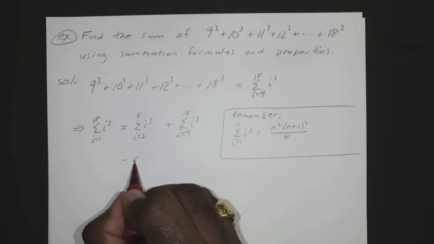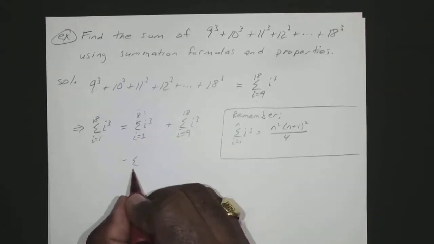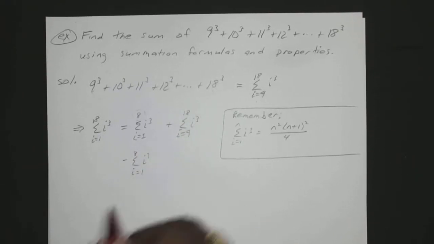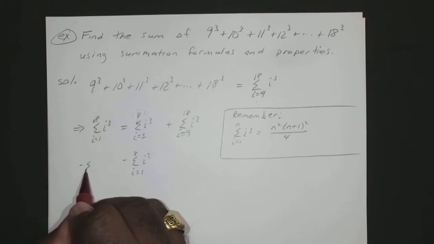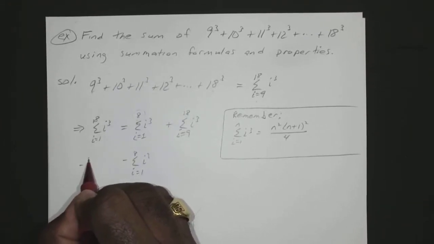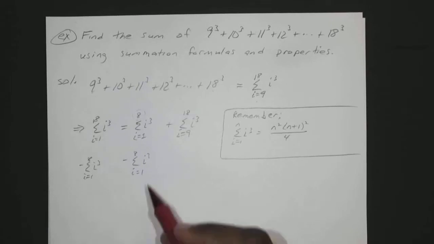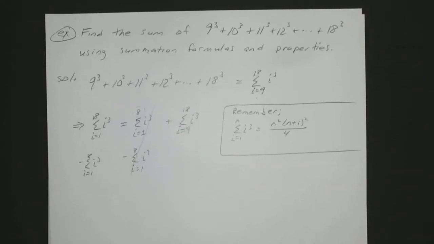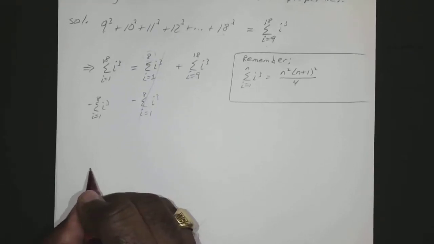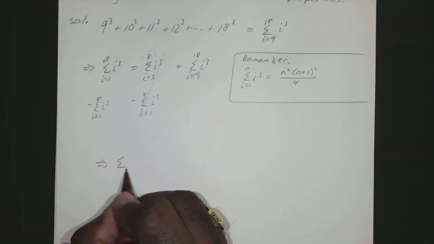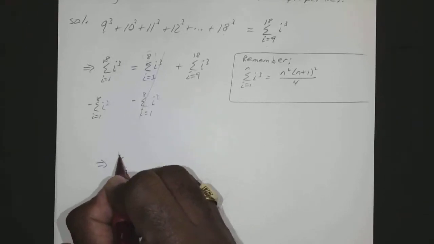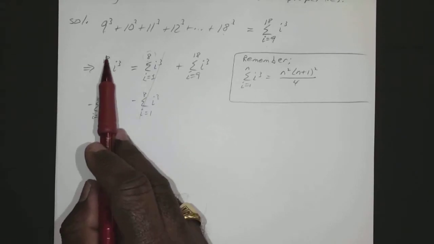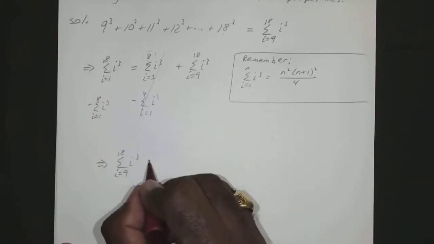So we subtract the sum from i equals 1 to 8 of i to the third on both sides. Because remember, we're solving for that. So that means our summation, make sure I give that enough room, from i equals 9 to 18 of i to the third is going to equal from 1 to 18 minus from 1 to 8.